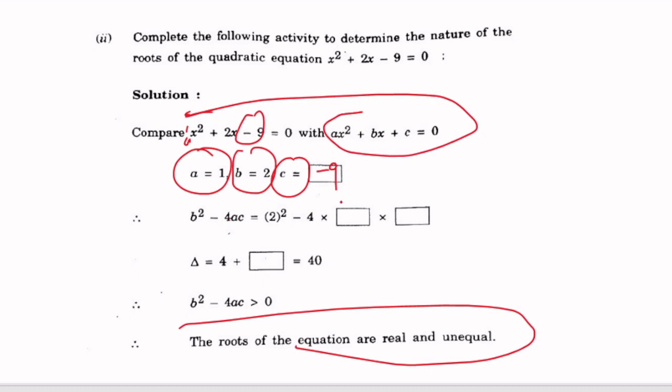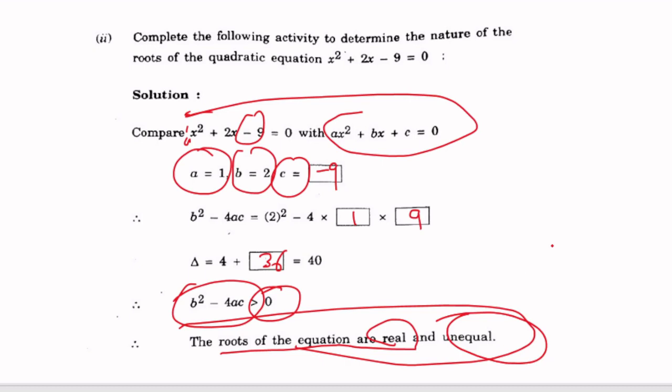Perfect. b square minus 4ac, so b squared minus 4ac. a is 1 and c is minus 9. The moment you substitute all the values and calculate, 4 into 9 is 36, and this is 40. Now this is the value of b square minus 4ac, which is greater than 0. That's the reason the roots of the equation are real, because it's more than 0, but unequal because this is not equal to 0. If it is equal to 0, the roots are real and equal. Hope you have already gone through all the syllabus.